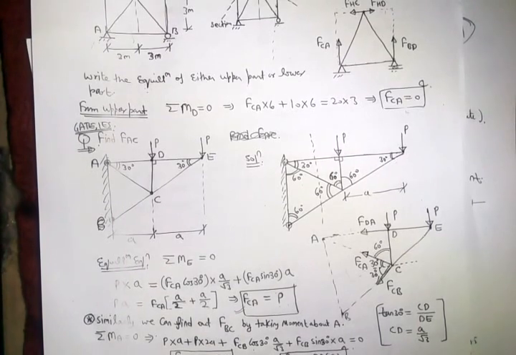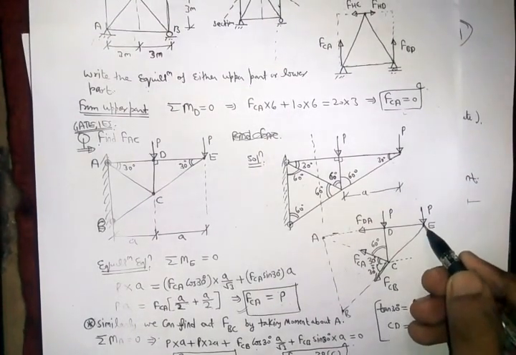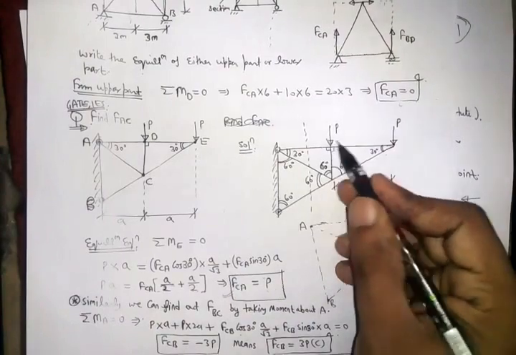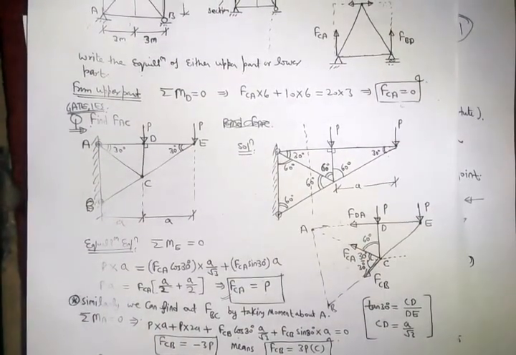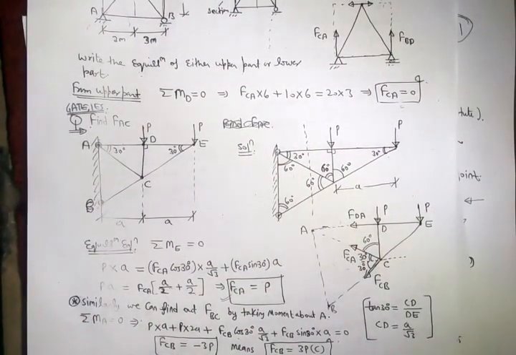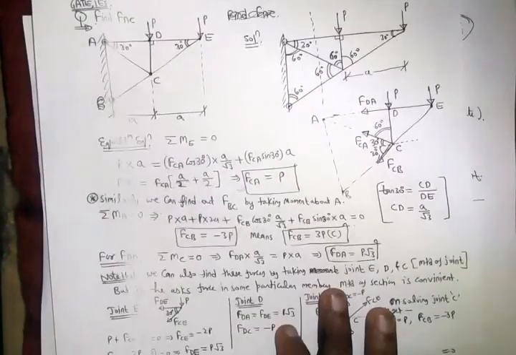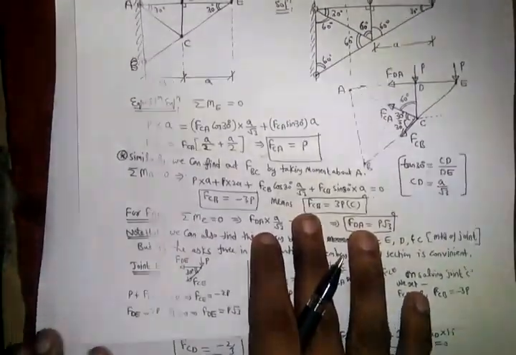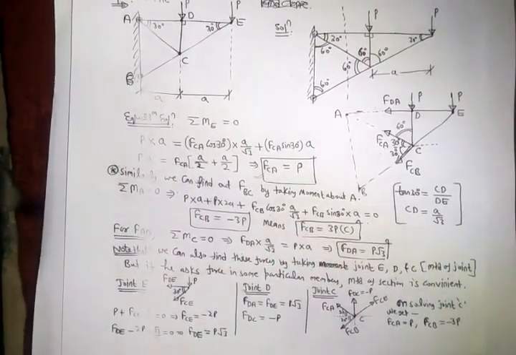However, it can also be found using the method of joints. You take the joint here, find out the force in this and this. Now take the joint here and the joint here, right? We can also find out. I have solved here using the method of joints also. I have written here what I have written. Look here.